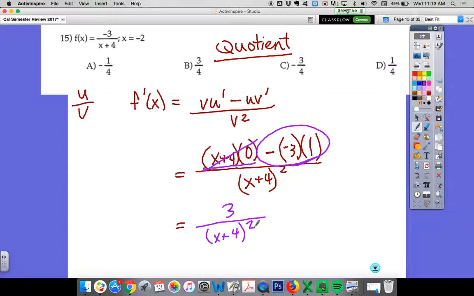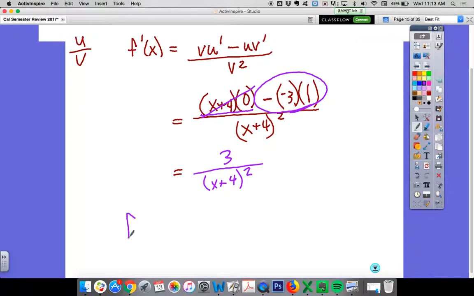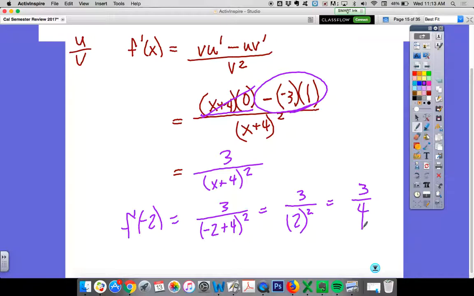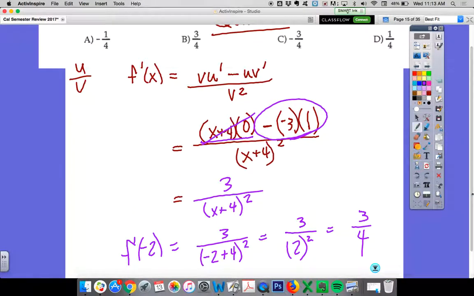We need to come down here and put in a negative 2. So in my little derivative, I'm going to plug in negative 2. So it's negative 2 plus 4 squared. Doesn't that mean I've got a 2 squared in there? Which is going to give me 3/4. I have no idea which answer that is. There we go. B.